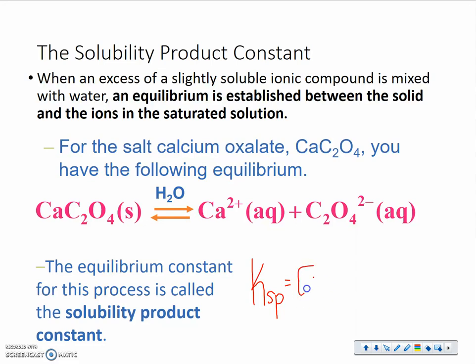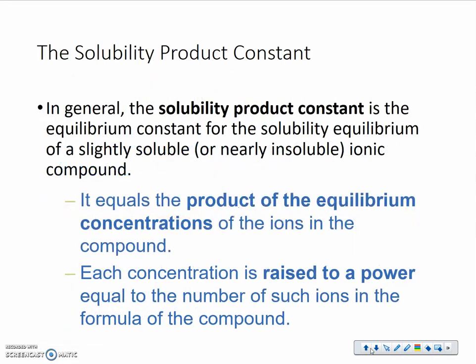So it is equivalent to the concentration of the ions, and that's it. We don't include the solid because it is heterogeneous. We only include the aqueous substances. So in general, it is going to be the product of the concentrations raised to a power, and that power is going to be determined from its stoichiometry: how many ions of each are formed when that substance does dissolve in water.